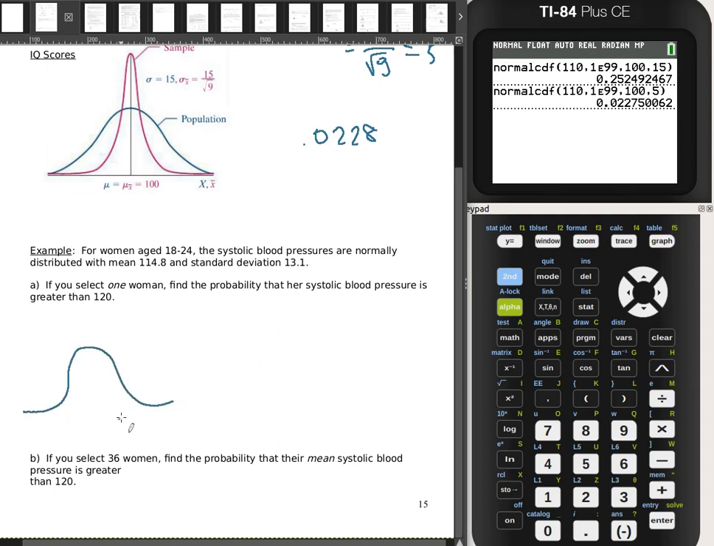So we have kind of our normal distribution. It says that it's normally distributed. It has mean of 114.8, and it has standard deviation of 13.1. So this value of 120, it's just maybe a little bit more than the mean, not a lot. We're wanting to find this area, because that will be for somebody who's greater than 120. That's what this data value here is intended to be, 120.